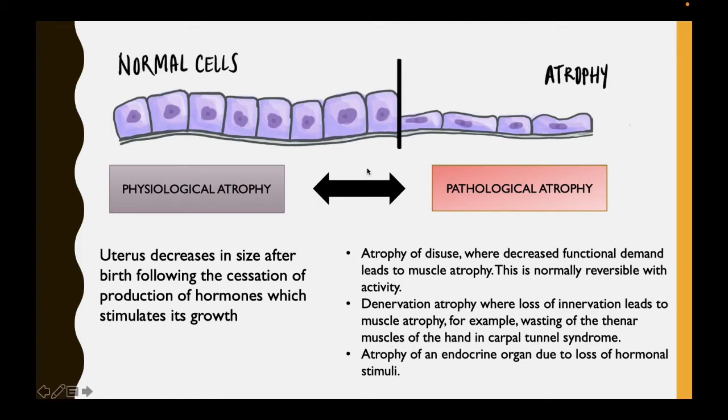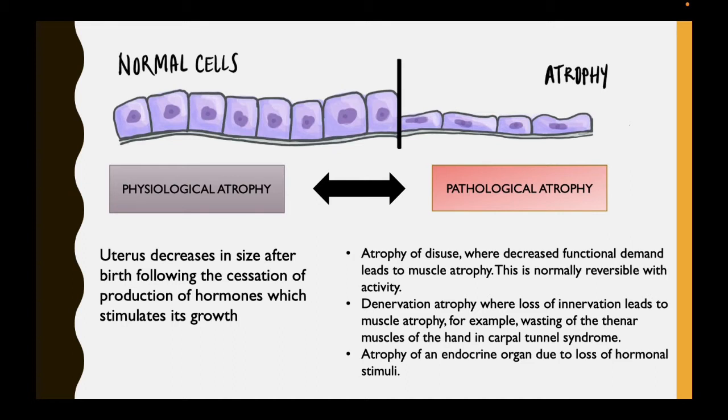Another example would be denervation atrophy, where the loss of innervation leads to muscle atrophy. So, here the example is carpal tunnel syndrome. Carpal tunnel syndrome is characterized by median nerve compression, and the median nerve is responsible for supplying innervation to the thenar muscles of the hand. And if this nerve gets compressed, then the muscles that are innervated by this nerve would not be in use. And this is an example of denervation atrophy.